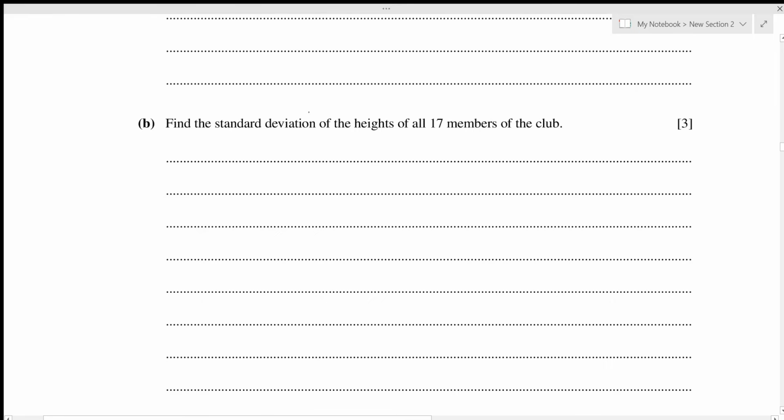Now we need to figure out the standard deviation of the heights of all 17 members of the club. We know that the formula for standard deviation is the root of summation x squared divided by n, minus mean squared. We already have this value: the mean is 178.9, which we figured out in the first part.